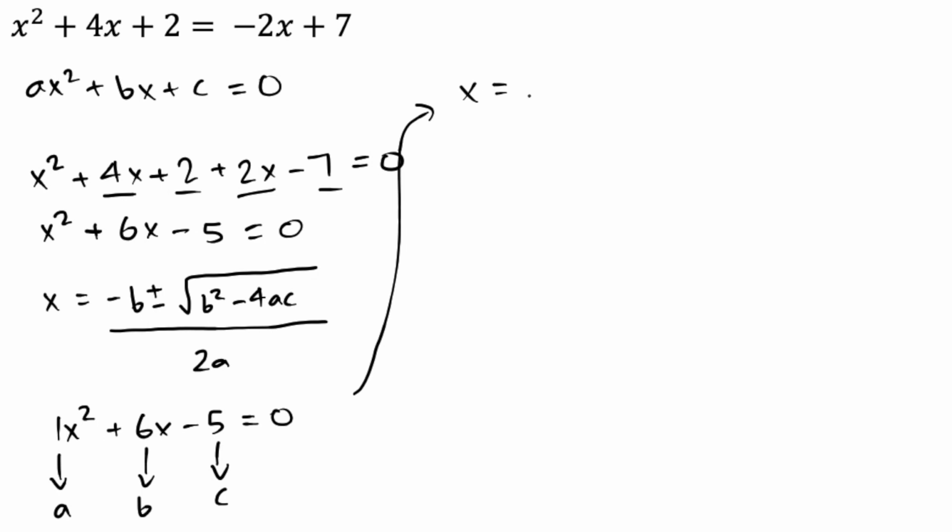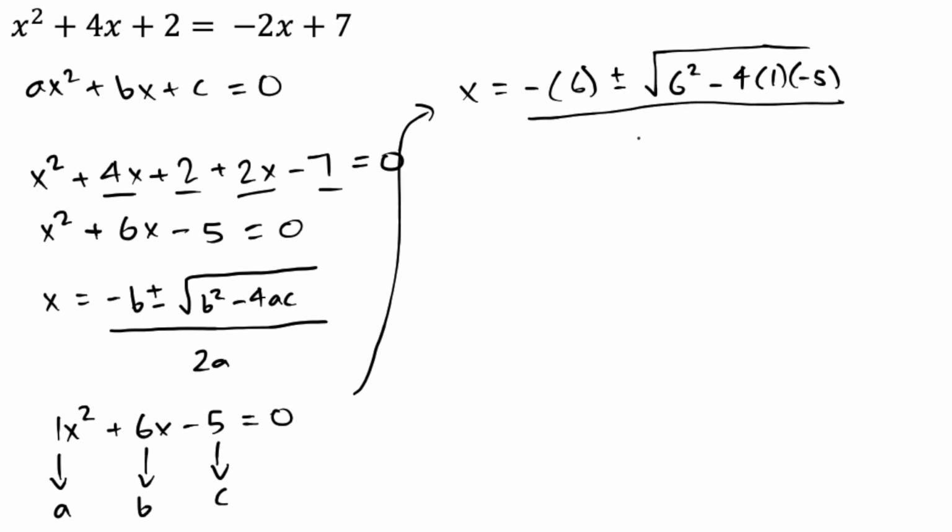x is equal to negative 6 plus or minus the root of 6 squared minus 4 into 1 into c, which is negative 5, all over 2 times 1, 2 times a. So let's simplify. Negative 6 plus or minus the root of 36.